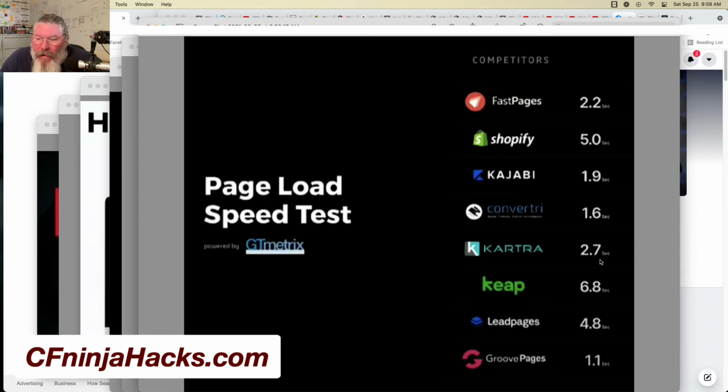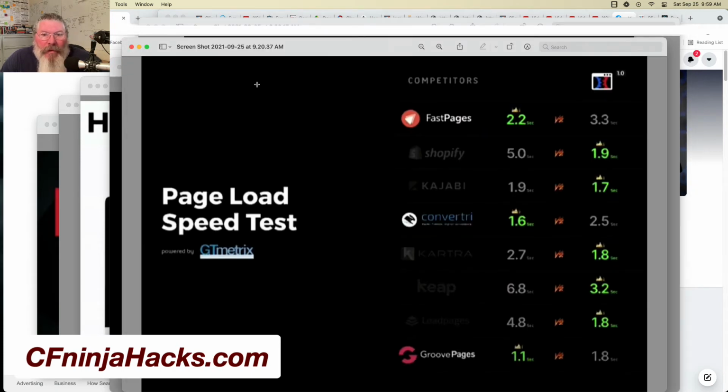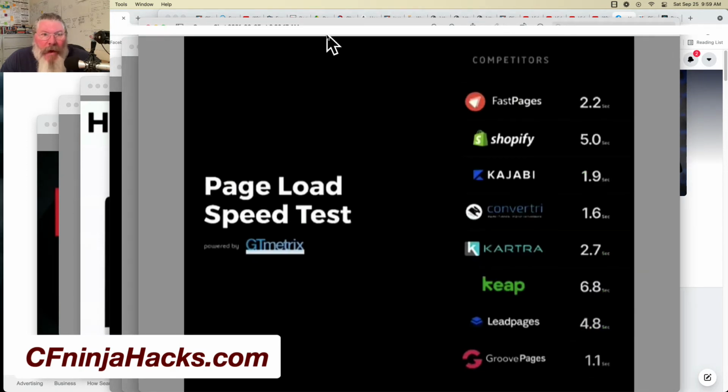And these numbers here, I'm not quite sure what these represent, because what they did is they built the exact same pages. So these competitors had these pages built. ClickFunnels in their 1.0 editor, they rebuilt all of those. And you can see here in the green who won. So in this case, compared to Shopify, Kajabi, Kartra, Keap, and I forget who that one was. Let me see here. Lead Pages.